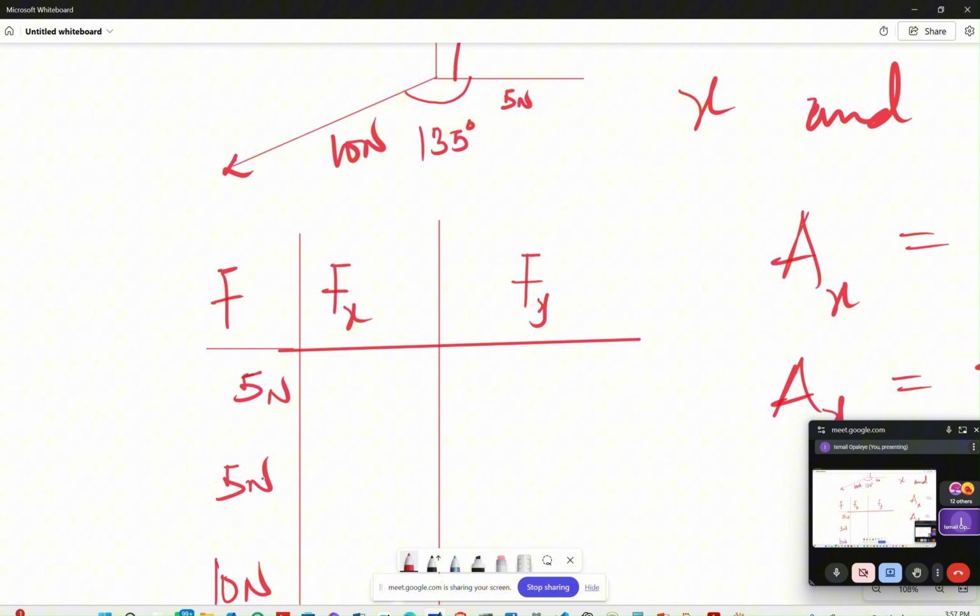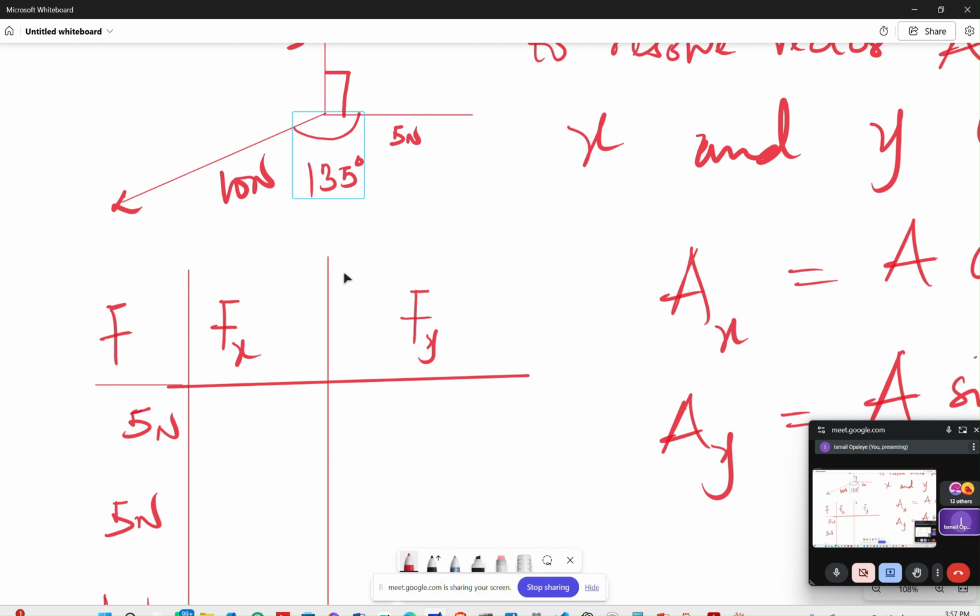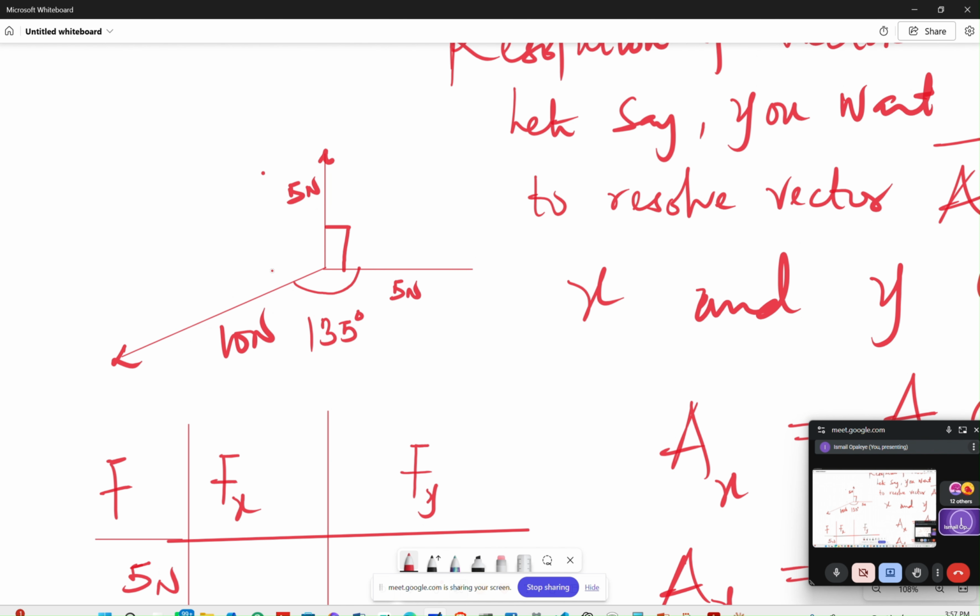Now, for the first 5 Newton, which is this one, remember I mentioned that all you have to consider for the angle that you want to take is the angle of inclination to the horizontal. So for this force now, the angle of inclination to the horizontal is what? 90 degrees, okay? So if I want to resolve it into f of x, this direction now, you don't know whether it falls in positive x axis or negative x axis.